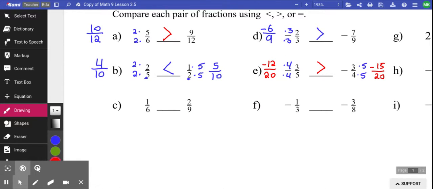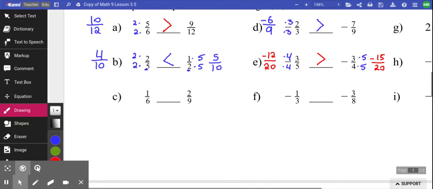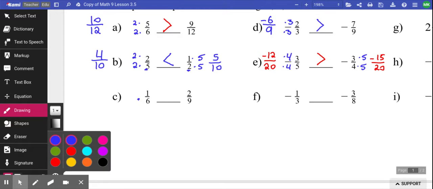So if you look at C, 6 and 9, if you just multiplied by 6 and multiplied by 9, it works. But the lowest common denominator would be 18. 6 times 3 is 18. 9 times 2 is 18. Getting the lowest common denominator is usually the better way to go, especially for future math classes. So it becomes 3 over 18 and 4 over 18.